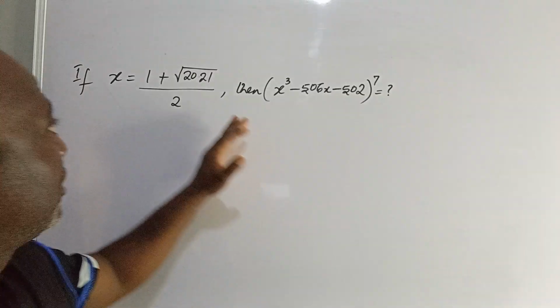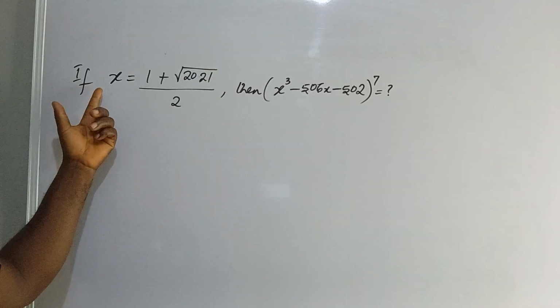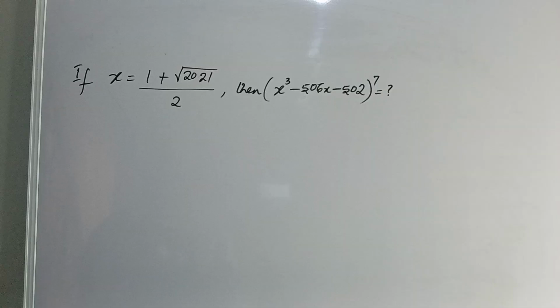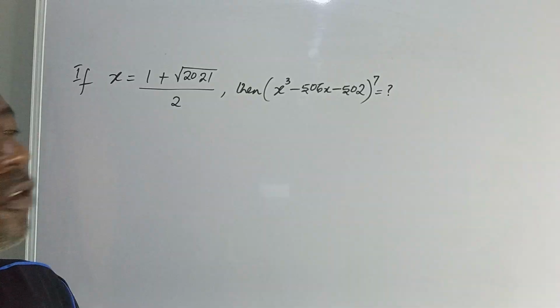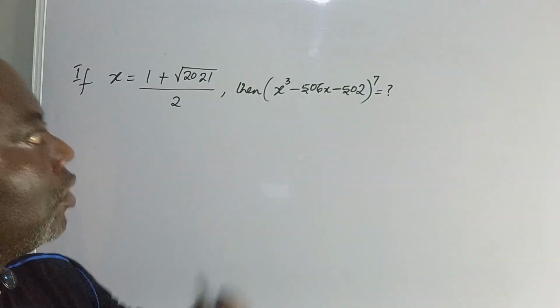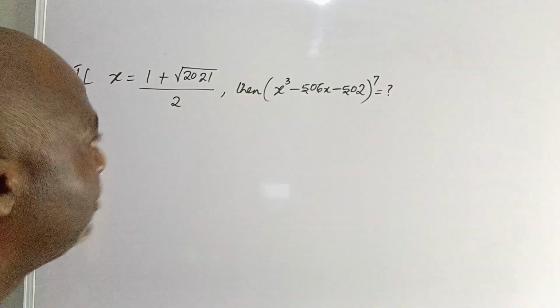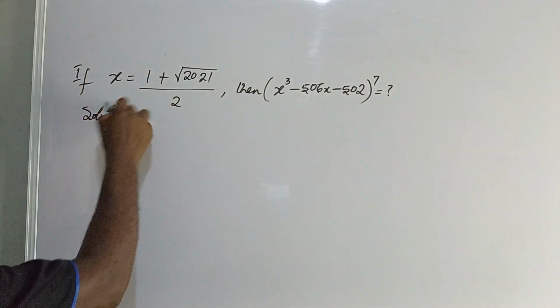Before us we have this math challenge to solve. If x equals (1 plus square root of 2021) divided by 2, then what will be the value of (x cubed minus 506x minus 502) to the power of 7? Let's see how we get this done. So first we start with the solution.